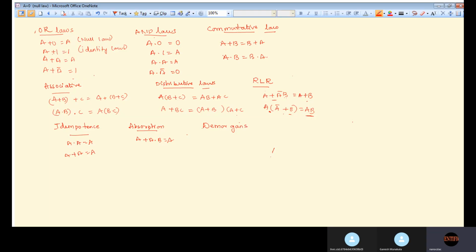And an important thing is De Morgan's theorem. De Morgan's law: A plus B whole bar is equal to A bar B bar. Similarly, A B whole bar is equal to A bar plus B bar. What I have left out here are the consensus theorem and the next one, the transposition theorem. These two things I have left and everything else I kept on the screen.